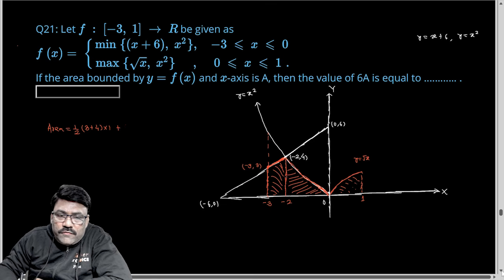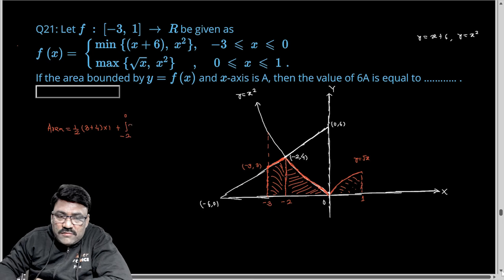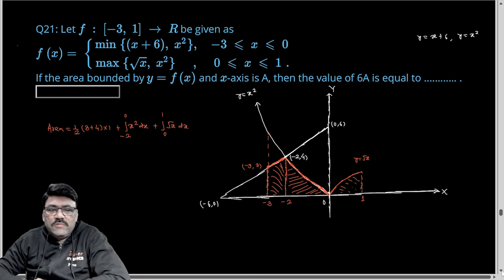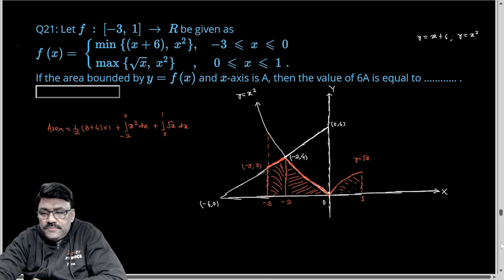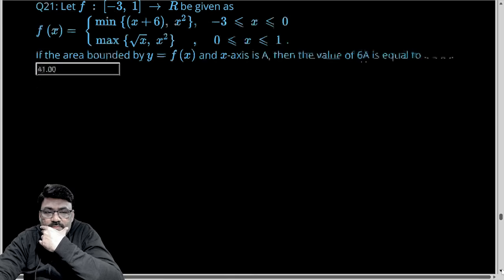Now, from -2 to 0, we have to find the area bounded by the curve y is equal to x square with the x-axis, so integral of x square dx. And in 0 to 1, you have to calculate integral of root x dx. Now just calculate it, you will get your answer. When you calculate it, your final answer will be 41.